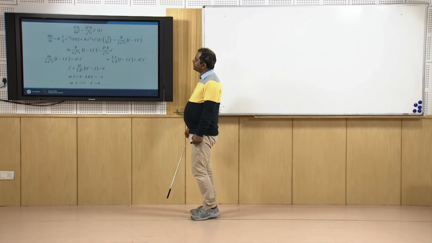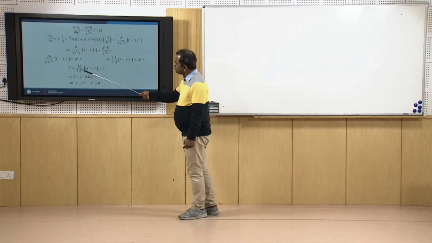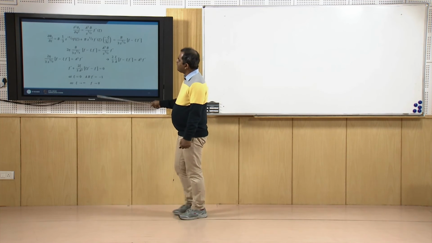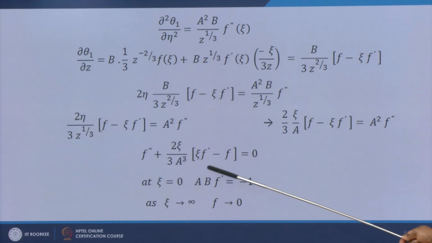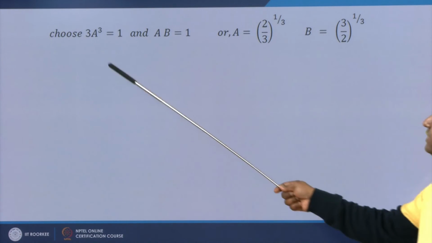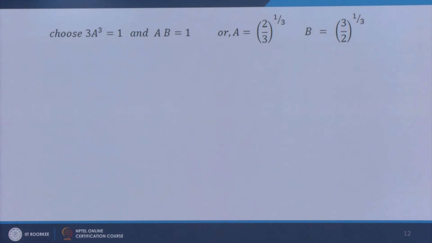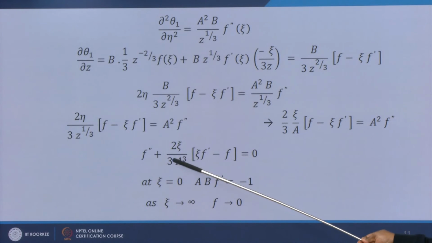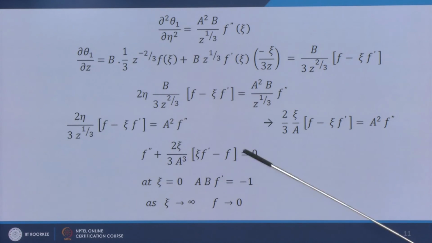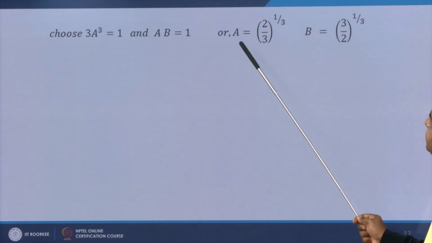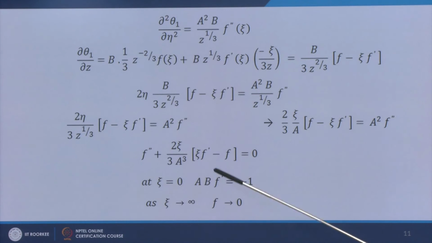Okay. If we proceed further and try to find out what is the value of a to make this equation simplified, we can choose the value of a in this fashion, 3a cube equals to 1. If we choose, then the equation becomes very simple. Okay. So we can drop this 3a cube. So in that case, apart from this one, we can also take a b equals to 1, then this boundary condition will also be very simple, at zeta equals to 0, f dash equals to minus 1.